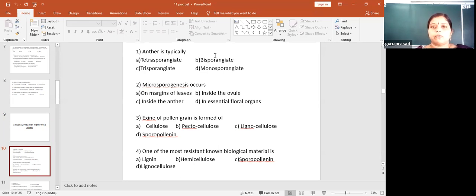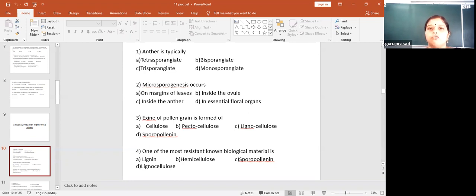Okay. So the very first question is: the anther is typically what? The structure of the anther is said to be what? The options are tetrasporangiate, bisporangiate, trisporangiate, monosporangiate. Now, I have already discussed that the structure of the anther is usually dithecous, bilobed, which consists of 4 microsporangia, isn't it? So that's why the option is tetrasporangiate.